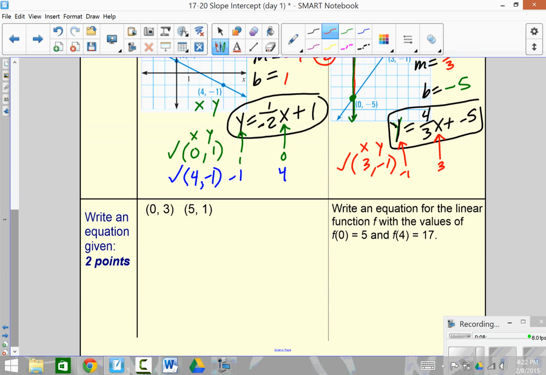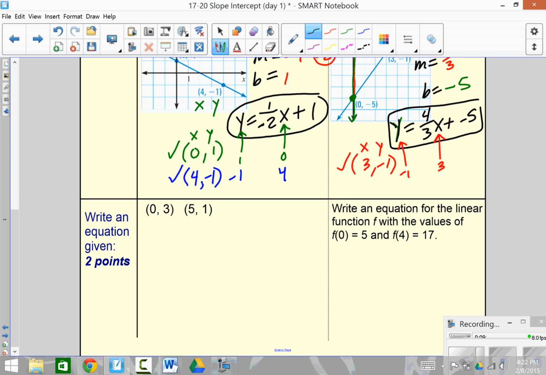Okay? Some different types of examples. Write an equation given... now this time there's no graph. Now I'm only going to give you 2 ordered pairs, 2 points. So I have 2 ordered pairs here, and I want to know what's the equation of a line that goes through these 2 ordered pairs. Well, we could take out graph paper and graph them, but that would be a waste of time because we should know how to do this mathematically.